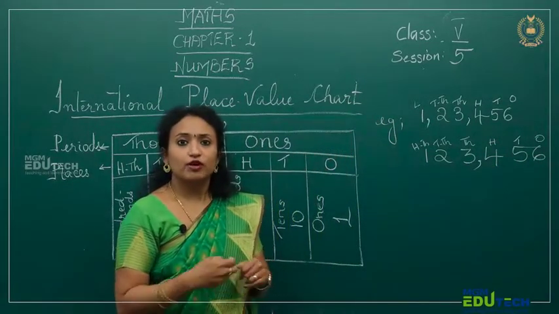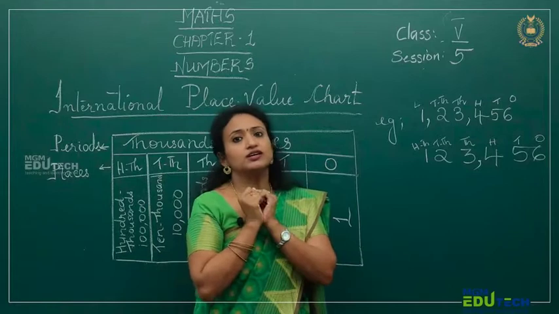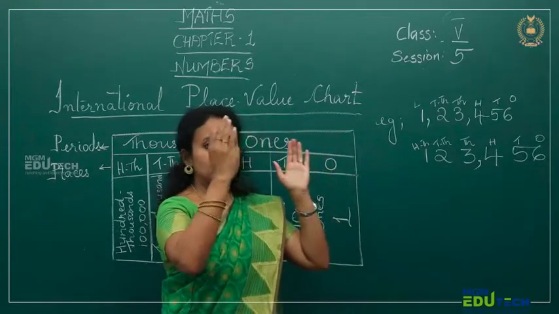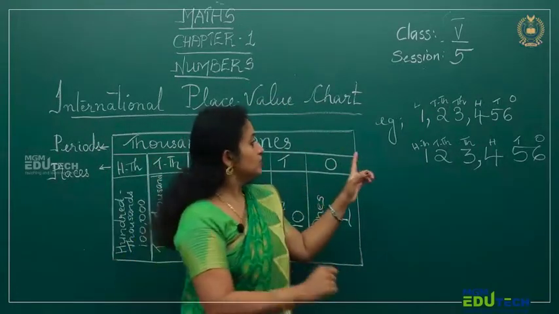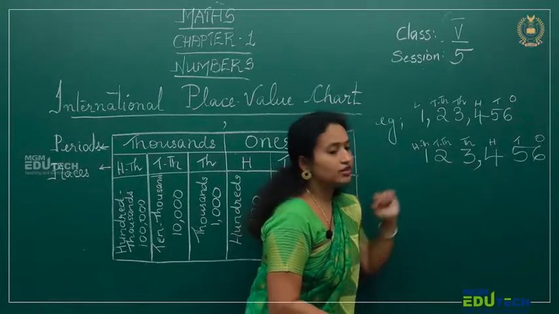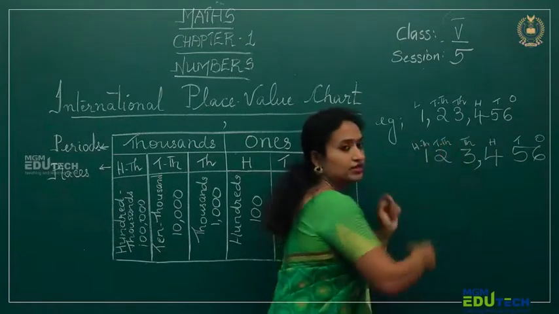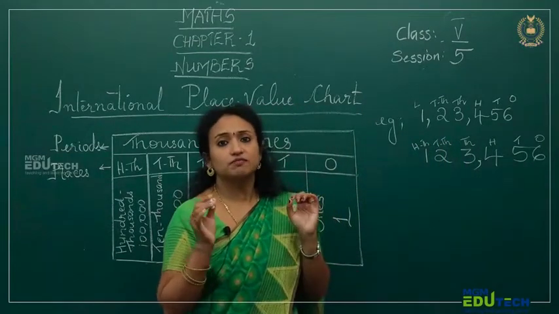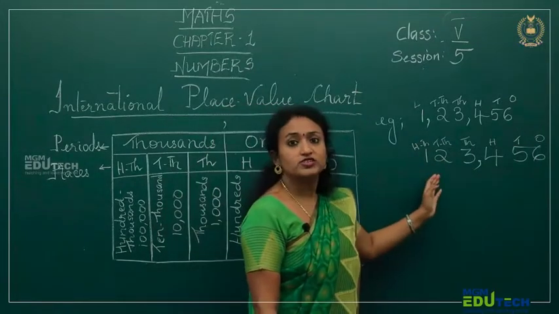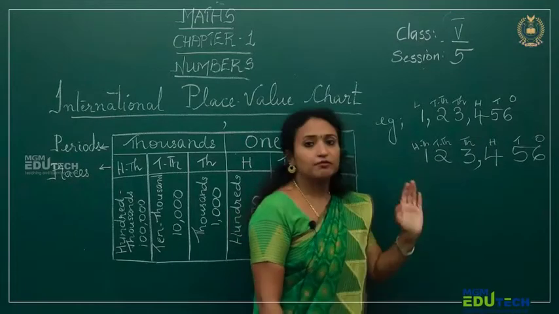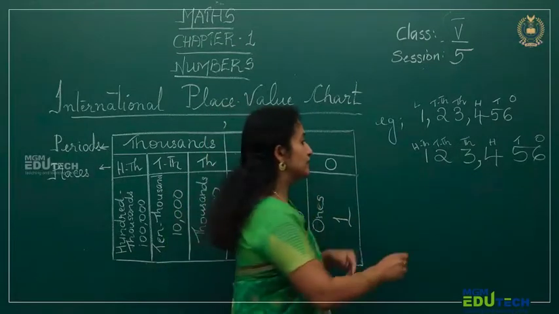Then how do you read this? You use the periods. You read the number inside the comma part together and then you put the period name there. These 3 numbers come together because they come under the same period, that is the thousands period. So what is this number? 1, 2, 3. It is 123, and after reading that number, you have to put the period's name. What is the period name there? Thousand.